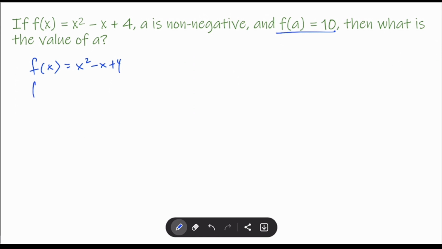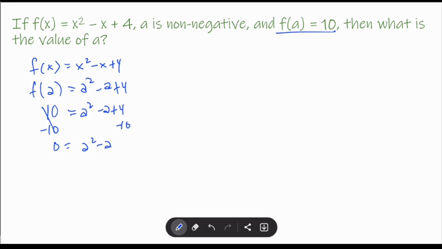If we're gonna replace x by a, it will be f of a is equal to a squared minus a plus 4. Now since f of a is 10, we can replace this by 10 equals a squared minus a plus 4. Now we're gonna put together those constants, so this will be 0, and 4 minus 10 is negative 6. So 0 equals a squared minus a minus 6.